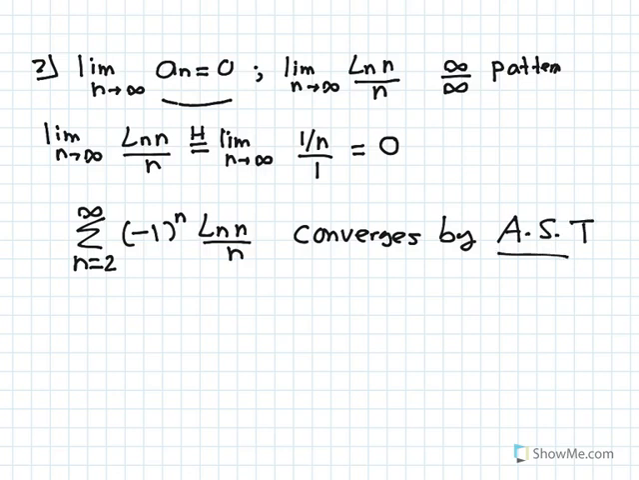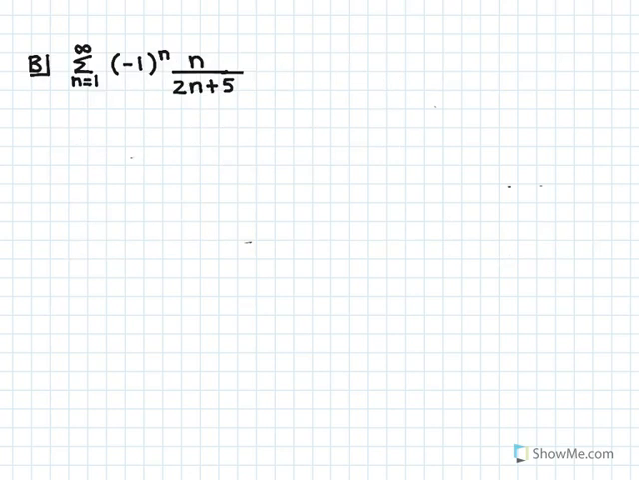All right, let's look at the second example. Here we have summation n equals 1 to infinity of minus 1 to the power of n times n divided by 2n plus 5. Now this series is definitely alternating because it has the factor negative 1 to the power of n. But let's look at the limit of the nth term. Let's look at the limit as n approaches infinity of n divided by 2n plus 5.